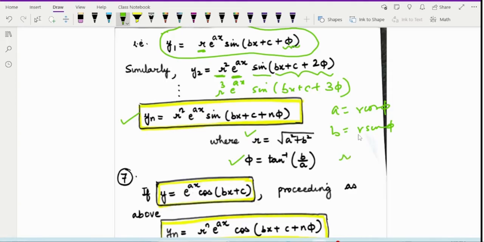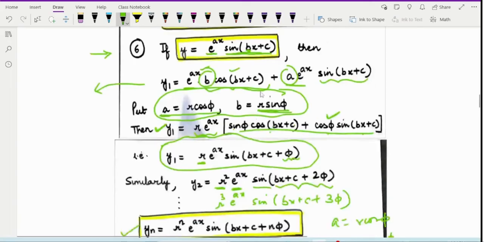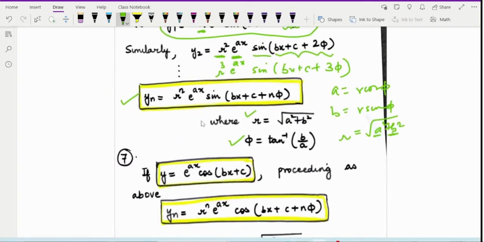So what is r? Squaring and adding, you see that r is under root of a square plus b square, which is given to us. These are known constants. They were appearing in the question itself. a and b were appearing in the question. So r is nothing but the under root of a square plus b square, and phi is nothing but the tan inverse of b by a. By b by a we mean this is r sin phi, this is r cos phi. So you can see that tan phi is b by a. If you divide them, you get b by a is tan phi.